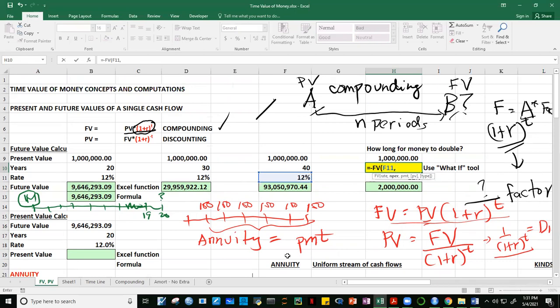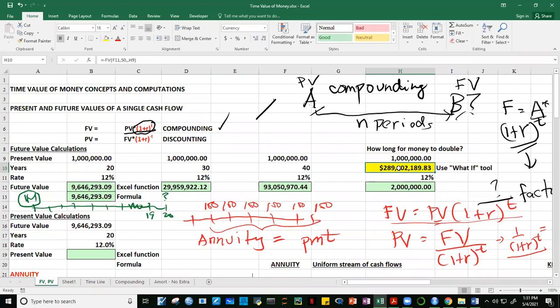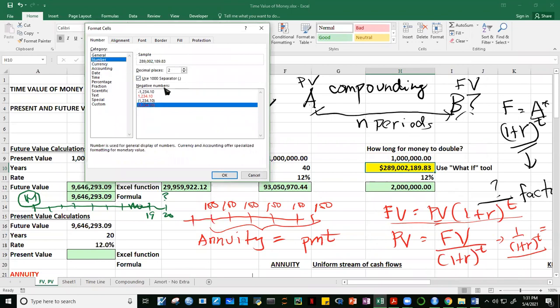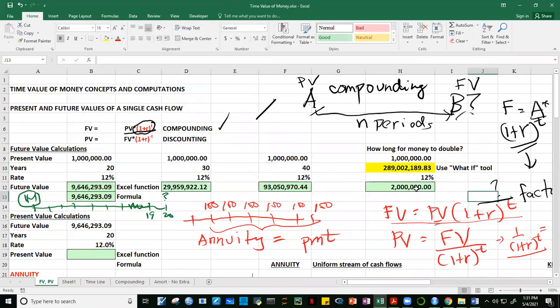Okay, sandali. May nag-chat. 50. Okay, kung 50 yung number of periods, no? Comma, PMT wala, tapos present value natin is 1 million. So our money will be 289 million. So sobra-sobra yun. Ito kasi 50 years to eh, no? We don't want the 289. What we want is the 2 million. So, paano kaya natin gagawin yun?